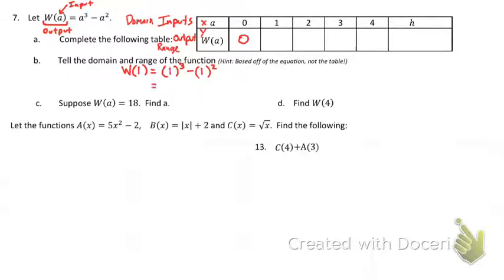And then we do the math. 1 to the third is 1. 1 to the second is 1. And the reason for 1 is it's 1 times 1 times 1. And this one is 1 times 1. So 1 minus 1 again is 0. So function W, when I input 1, gives me an output of 0. So I'm going to put that output here.